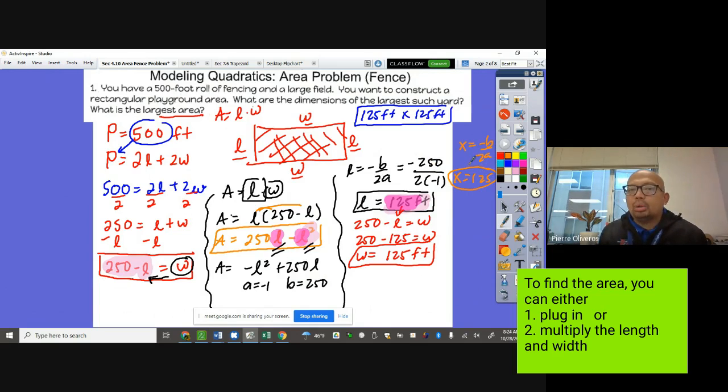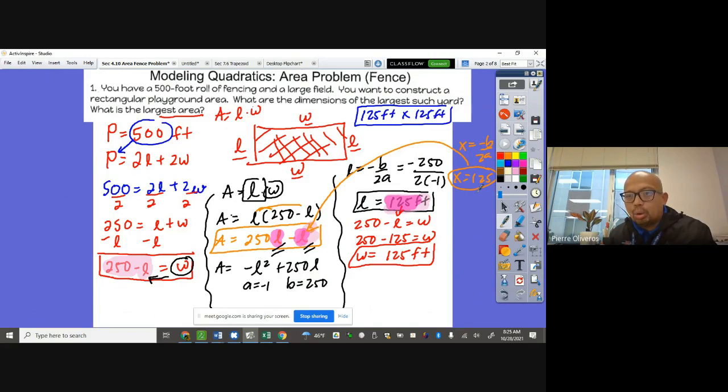Okay, so let's plug in the 125 to the L there. So this will be 250 times 125 minus 125 squared. That will give us the maximum area after you plug in the 125 to the L. That will give us 15,625 feet squared, because it's an area.